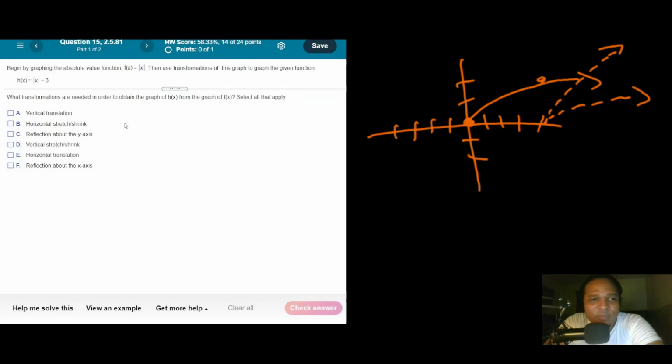Excellent. So you see that even without getting the original points and plotting and doing all that long stuff, you can have a general idea of the transformations and everything and just go from there. All right, let's keep going.